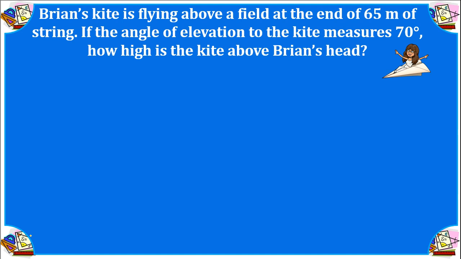Okay, for the next example, it's going to have no diagram, so we'll have to draw the picture ourselves. Brian's kite is flying above a field at the end of 65 meters of string. The angle of elevation to the kite measures 70 degrees. How high is the kite above Brian's head? So here's our kite. This can be our string, 65 meters.